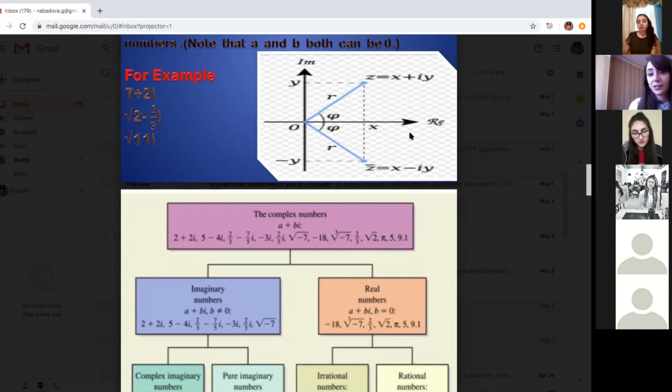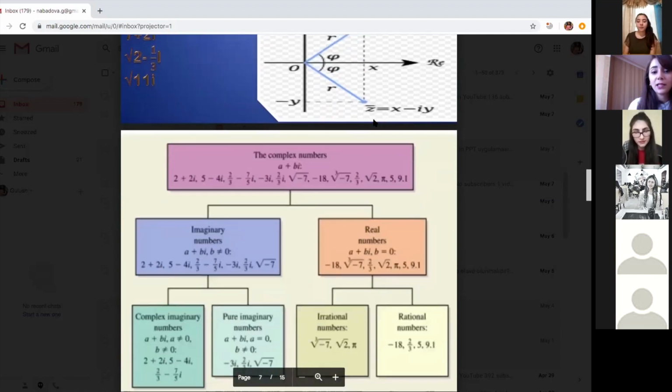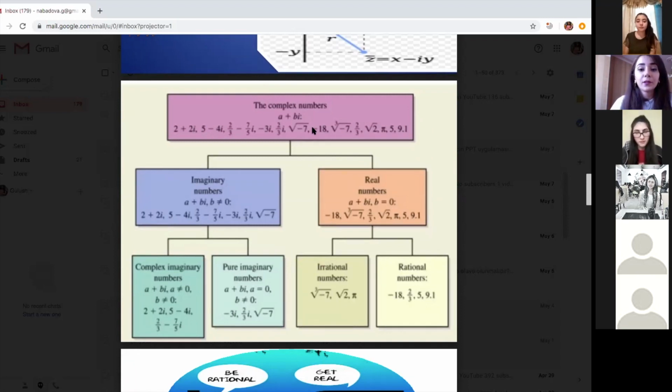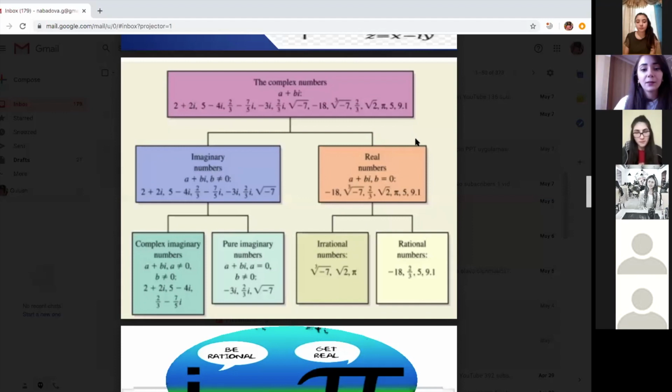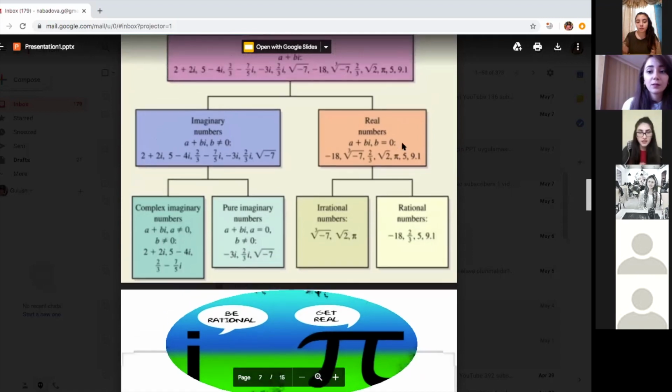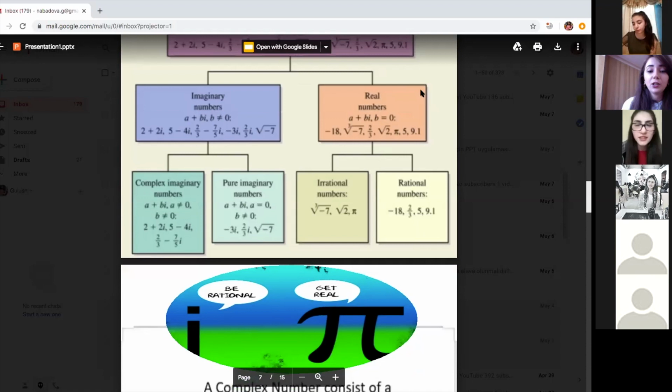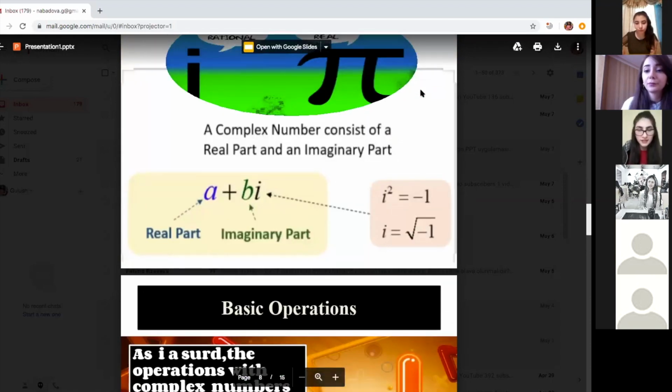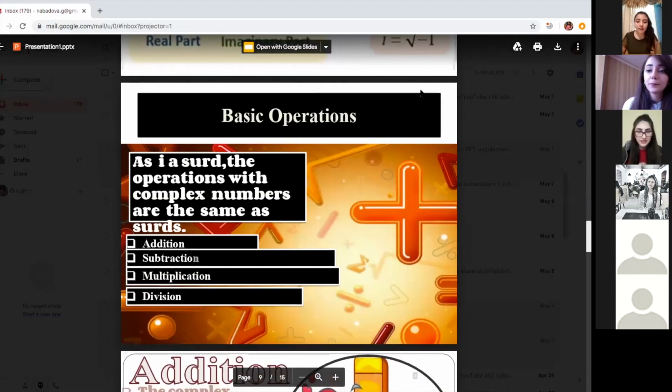Imaginary part. Yes, great. Let's continue. The complex numbers. Here is the table, yes? Yes. The complex number. Here we can see examples. They are just examples. Okay, and the complex number consists of a real part and imaginary part. Yes, a is the real part and b is the imaginary part. And the next, basic operations.